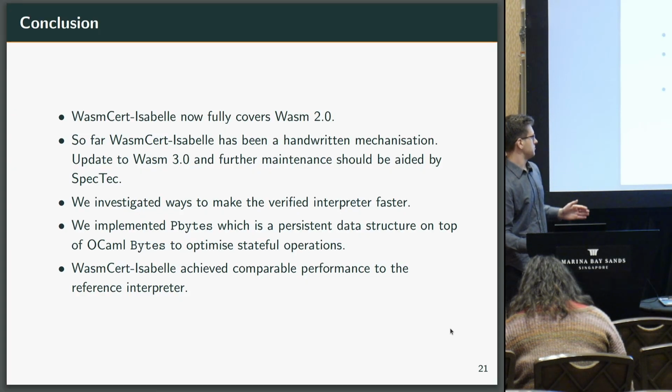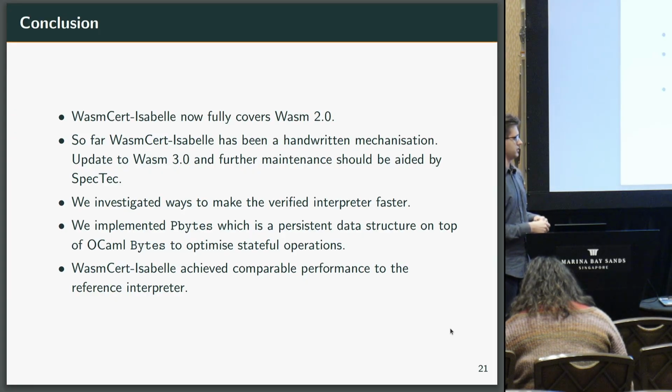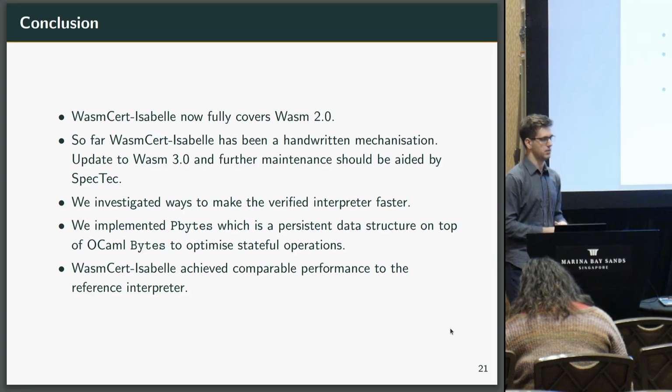We investigated ways to make the verified interpreter faster, and to check what the main bottlenecks are. To speed up the interpreter, we implemented the p-bytes data structure, which is a persistent data structure built on top of OCaml bytes. WasmCert-Isabelle with this achieved comparable performance with the reference interpreter, or beat the reference interpreter if we exclude bulk memory operations.